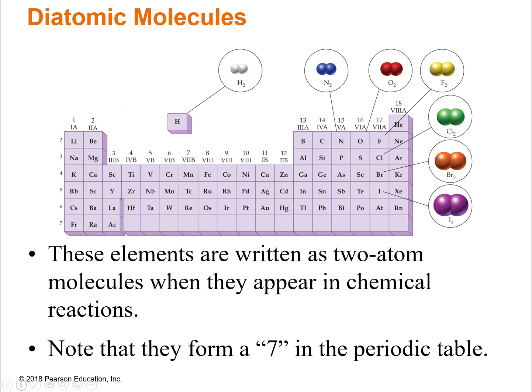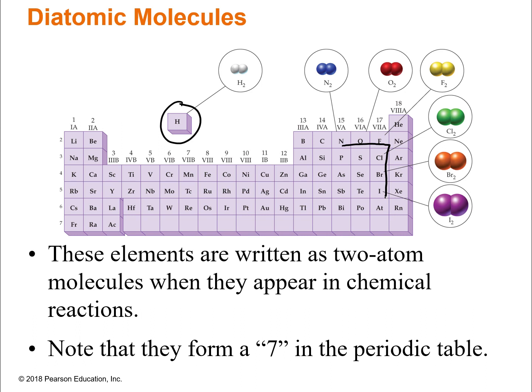The other bit of information that you'll need is to know which elements are written as two atom molecules, which are called diatomic molecules. Those molecules are hydrogen, nitrogen, oxygen, fluorine, chlorine, bromine, iodine. So you got hydrogen off on its own. It's usually in its own little world because it's so different from everything else. All the other ones form a 7 in the periodic table, starting with nitrogen over to fluorine down to iodine.